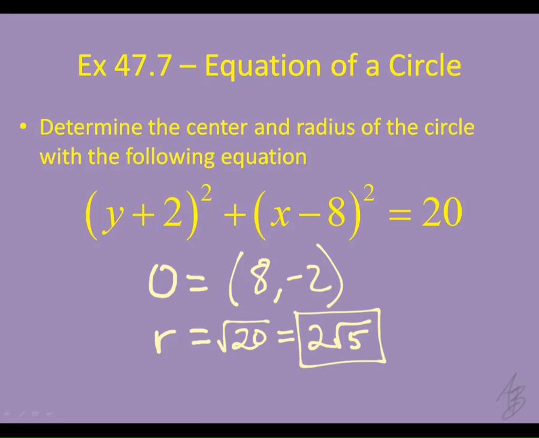This one would be a little bit trickier to graph because I don't really know how far 2 square root of 5 is. I would probably have to type that into my calculator, get an approximation, and then add and subtract that from the x and the y coordinates. How you guys feeling about this? Easy. Easy? Okay, cool.